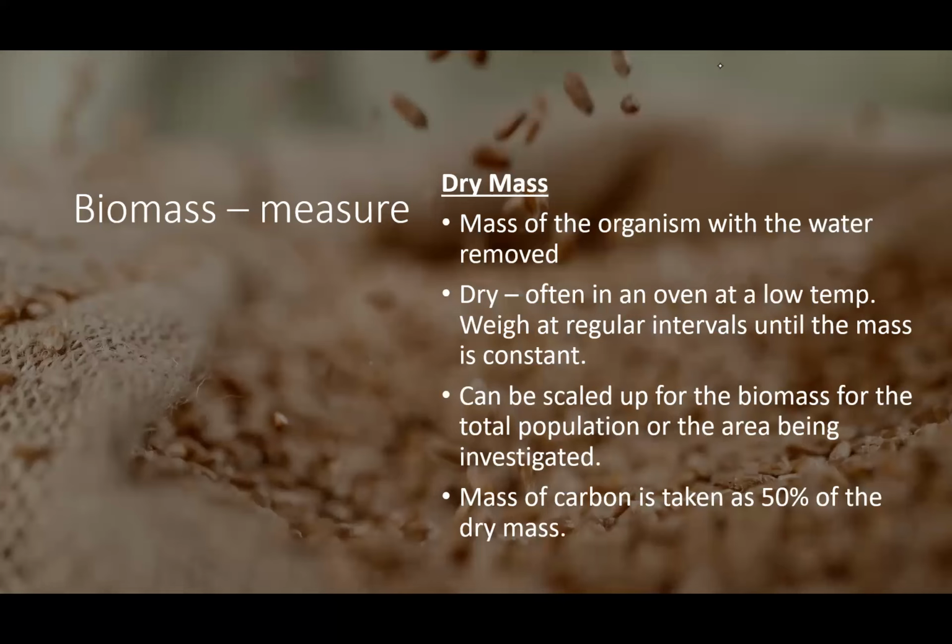If needed, we can then scale up this result to give the dry mass, so the biomass, of the total population or for the whole area that's being investigated. A typical unit that we would use for dry mass might be kilograms per meter squared. The mass of carbon present is generally taken to be 50% of the dry mass. So whatever your dry mass is, 50% of that will be comprised of carbon. A different way we can measure biomass is using that calorimeter.